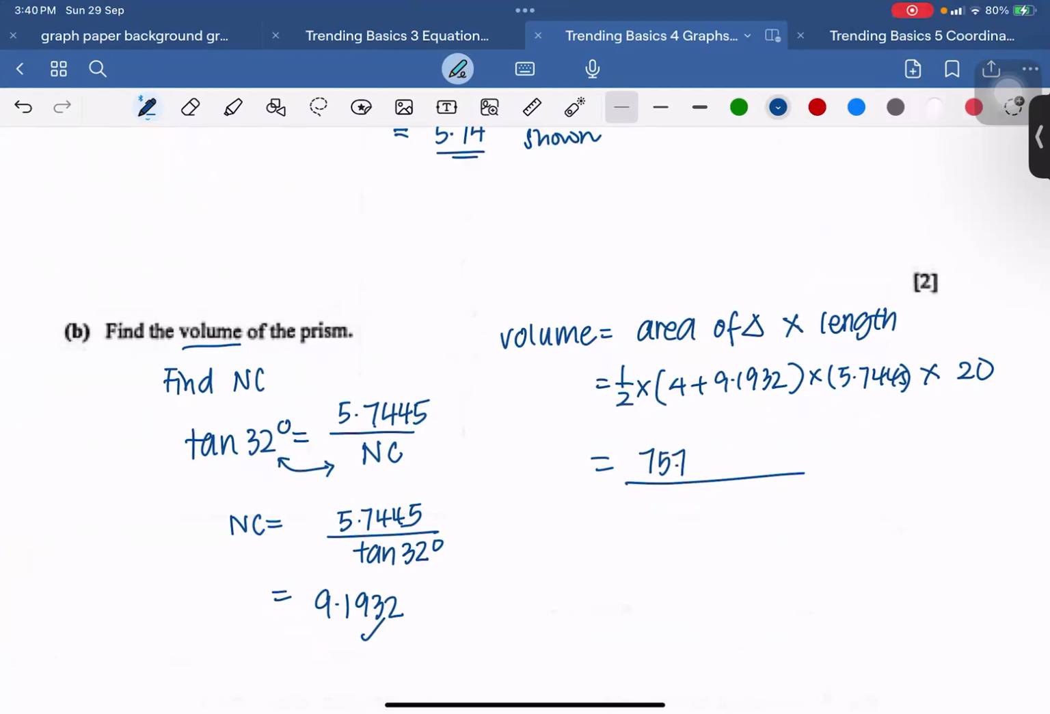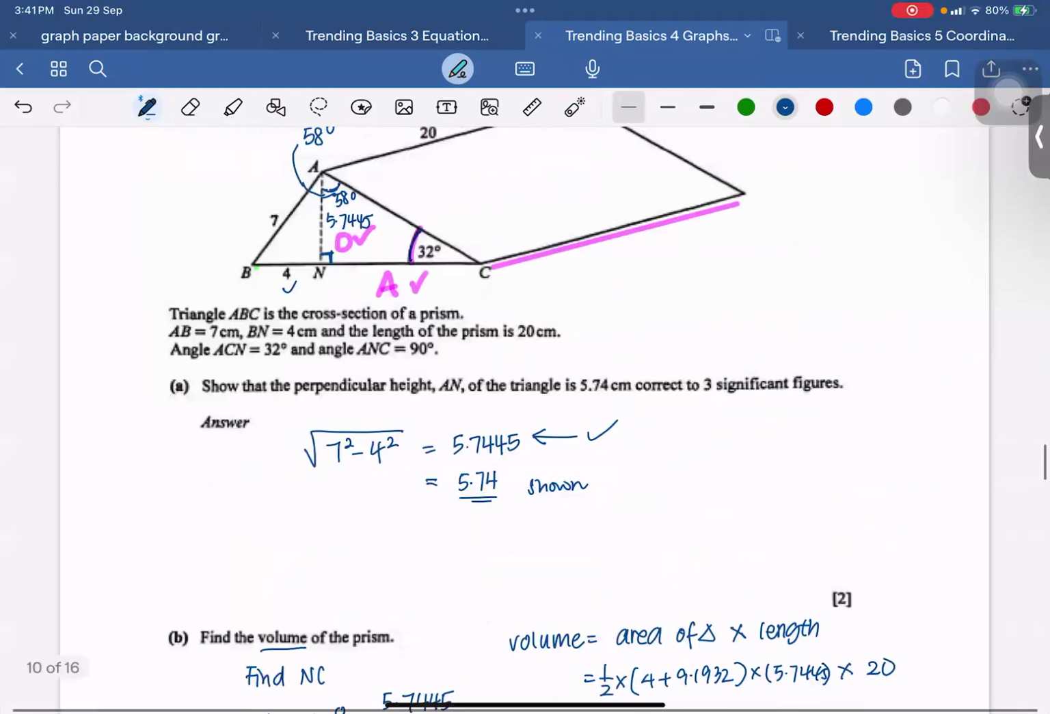757.88. Okay, so in this case, the number is not exact. Why? Because there's a tangent 32, so the number won't stay accurate. It's not the most exact version. So we round this off to 3 sig fig there: 758 cm cube. Okay, so for the volume of a prism, take the cross-sectional area times the length. This question is quite common.